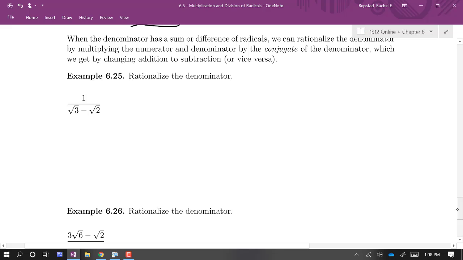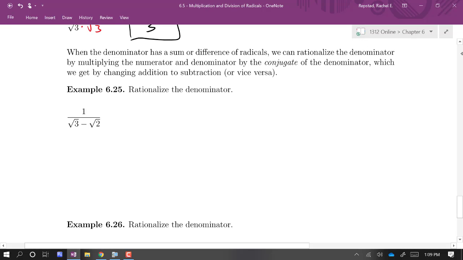In this next example, if I were to just multiply by the square root of 3 on the top and the bottom, it would not get rid of all the radicals. If I were to multiply by just the square root of 2, it would not get rid of all the radicals. You might think, oh, let me be clever, I'll multiply by root 3 times root 2, right, like the square root of 6. But that won't get rid of all the radicals either. So what we're going to do is multiply the top and the bottom by the conjugate of the denominator.